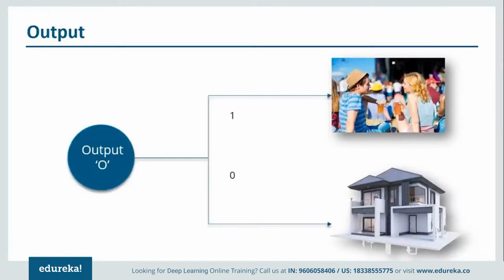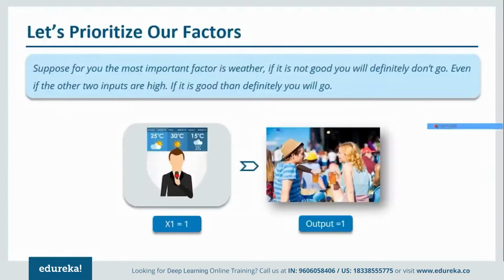Now what does a human brain do? Okay, fine, I need to go to the beer festival. But there are three things that I need to consider. Will I give importance to all these factors equally? Definitely not. There will be certain factors which will be of higher priority for me. I'll focus on those factors more, whereas a few factors won't affect me that much. So let's prioritize our inputs or factors. Here our most important factor is weather. If weather is good, I love beer so much that I don't care whether my wife is going with me or not, or whether there is public transport available. If weather is good, then definitely I'm going there. That means when x1 is high, output will definitely be high.